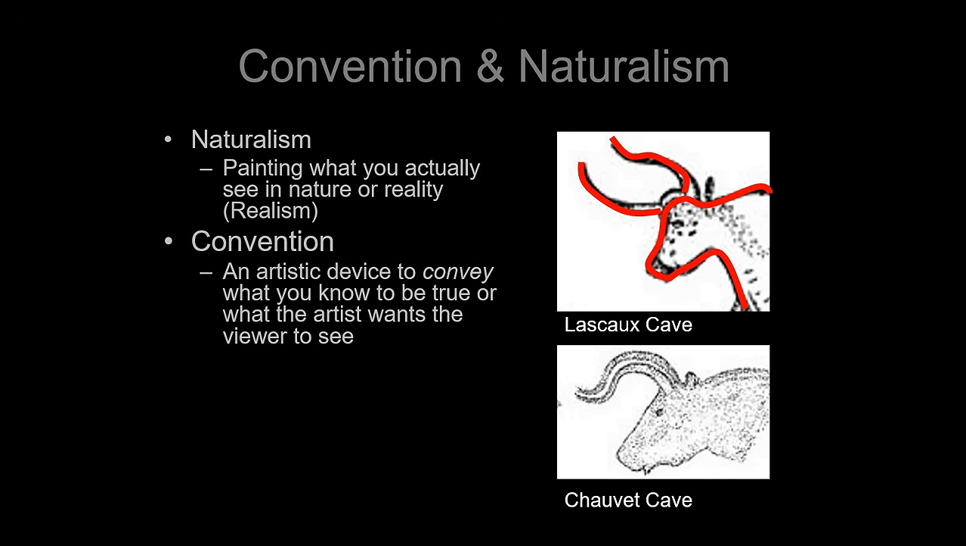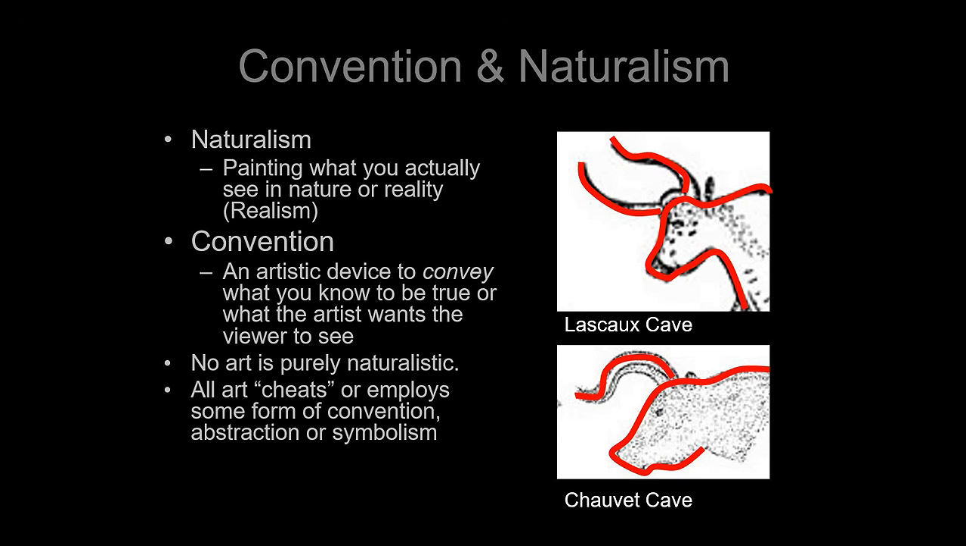The artist has cheated. Here at Chauvet Cave, you can see that the artist understood that the horns should kind of line up, but he didn't quite know how to do it, so he just put one horn just a little bit behind the other. And the reason we point this out is to say that even at this early date, artists were not being honest. No art is purely naturalistic. I want you to remember that.